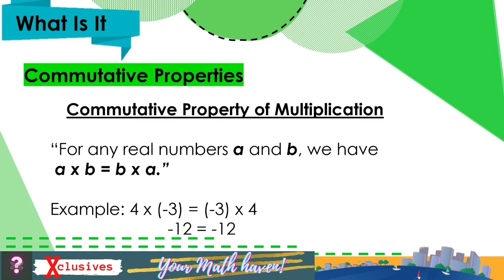We also have the commutative property of multiplication, which states for any real numbers a and b, we have a times b is equal to b times a. For example, 4 times negative 3 is just the same with negative 3 times 4. Why? Because when you simplify both sides, the result would still be the same, which is negative 12. So in other words, when you say commutative property of multiplication, no matter how you position or order the multiplicants or the factors, the result is still the same.